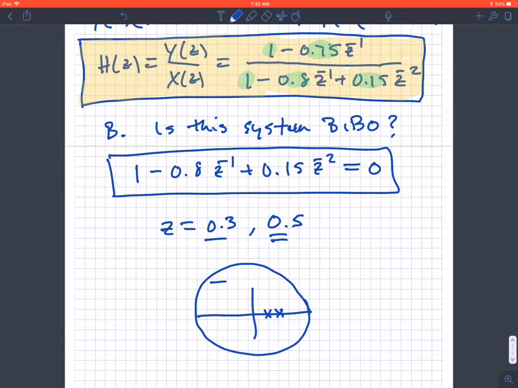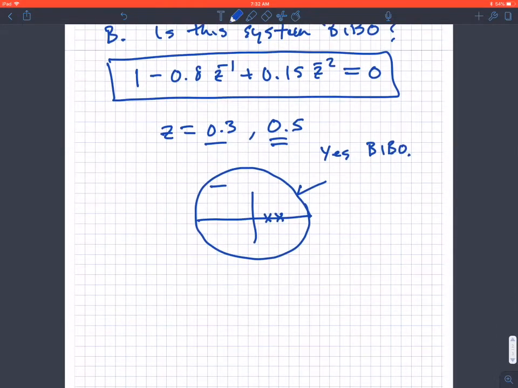These poles are completely inside the unit circle. All right, so check, yes, this is BIBO. All right, and we'll talk a little bit more about that in a second. All right, so moving on to part C.